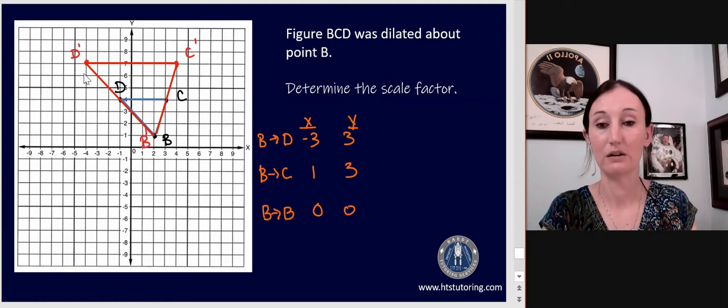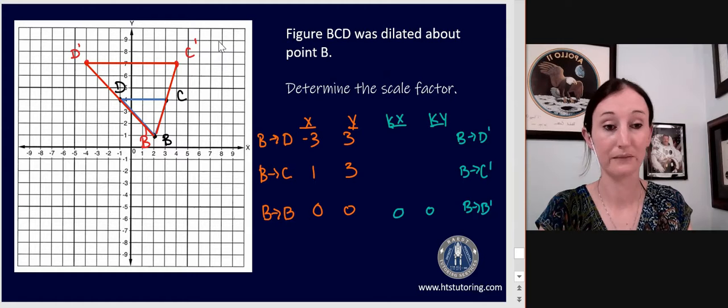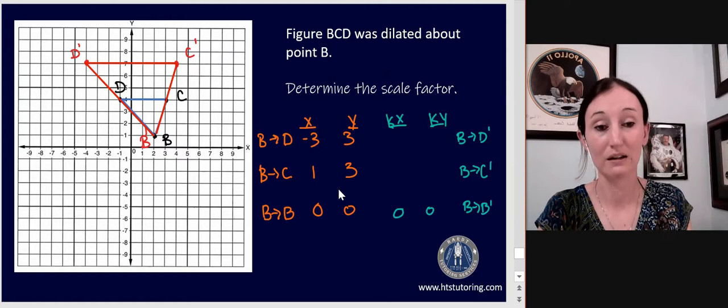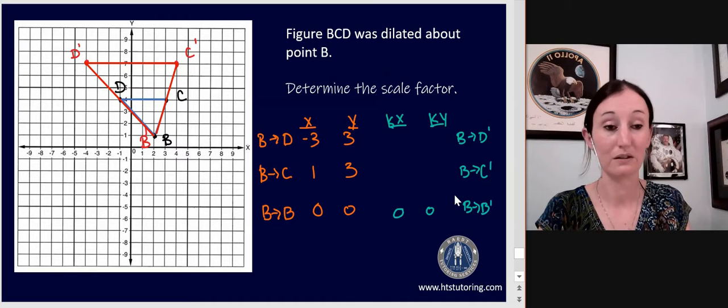All right, but let's talk about our new one here. So our kx, ky, because again, we don't know what the scale factor is. We do know this is going to be B to D prime, B to C prime, and B to B prime, which, B to B prime, it didn't move, so 0, 0. And again, that works because k, or any number, times 0 is 0, so we get 0, 0.